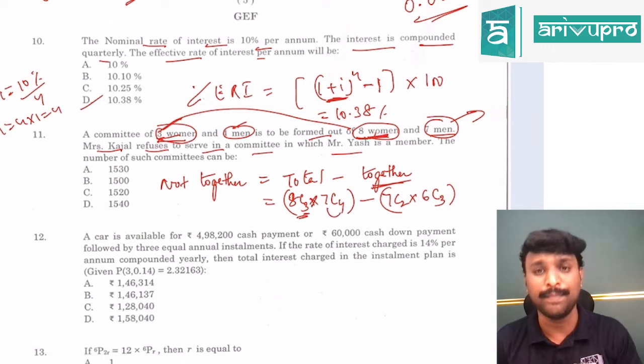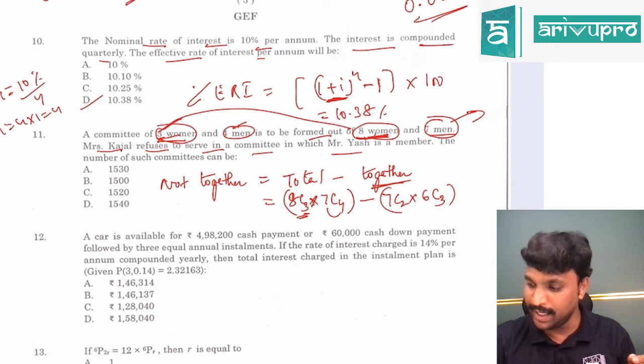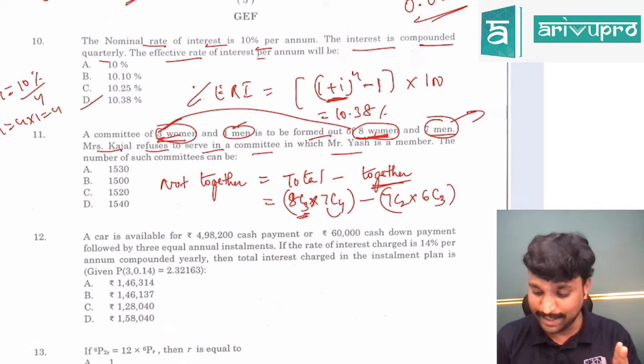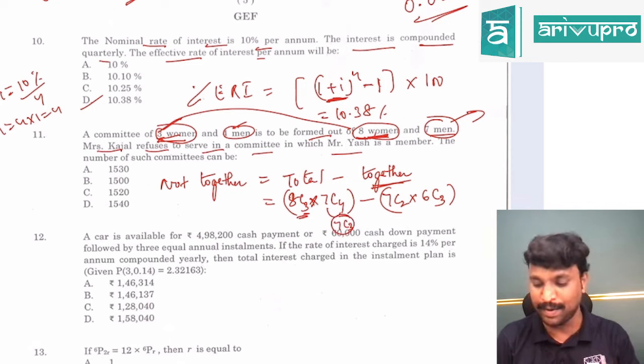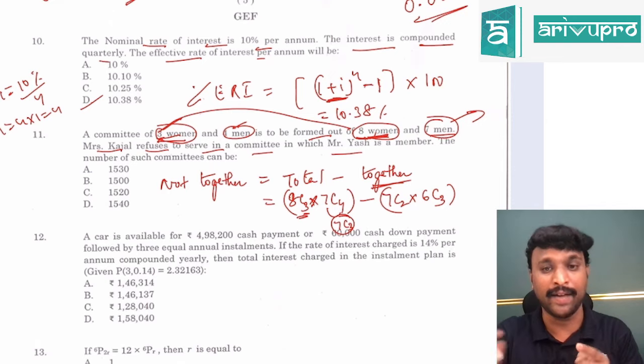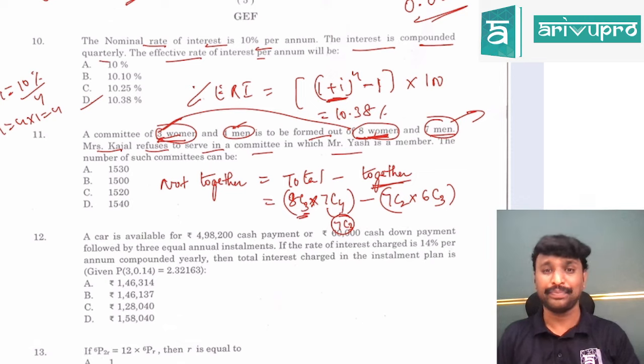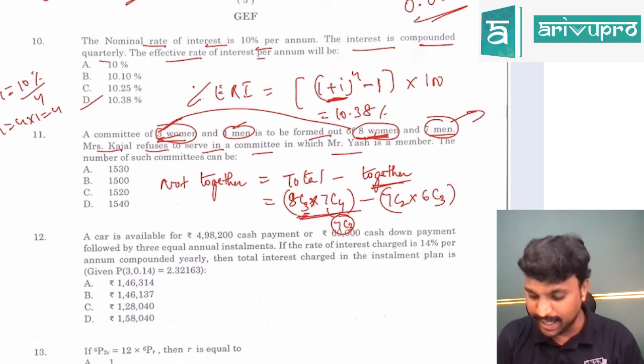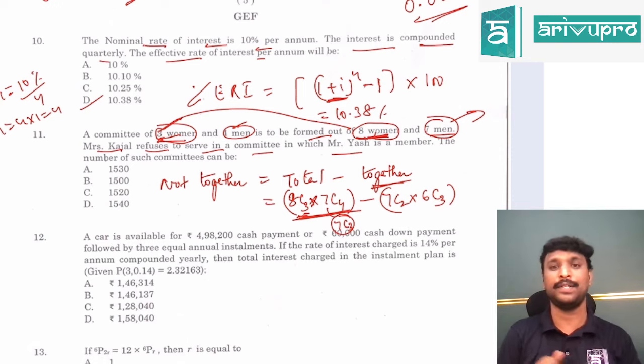Now 7C4. Guys, 7C4 in the simplest form is 7C3. So how do you find 7C3? 7 into 6 into 5 divided by 3 factorial. Guys, 7C4 is same as 7C3. By subtracting 7 and 4, you get 7C3. So 7 into 6 into 5 divided by what? 3 factorial, that is 6.